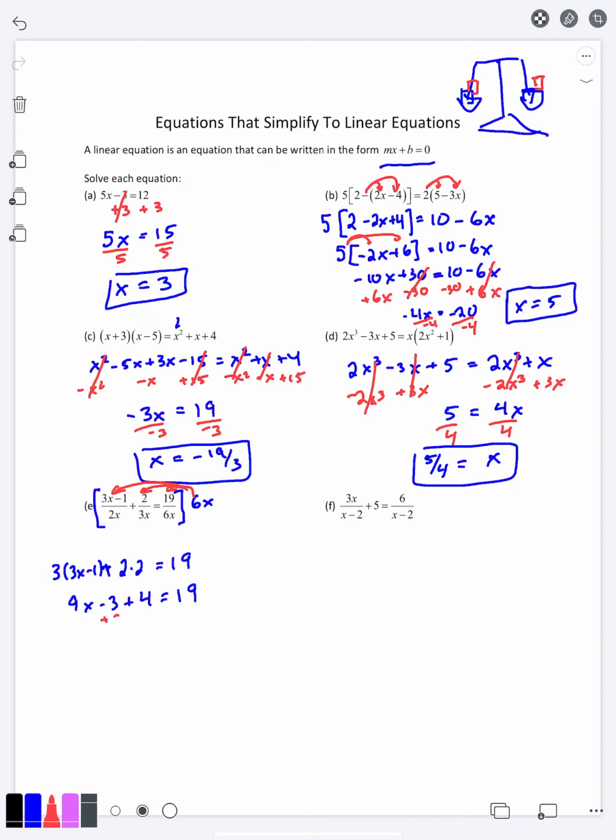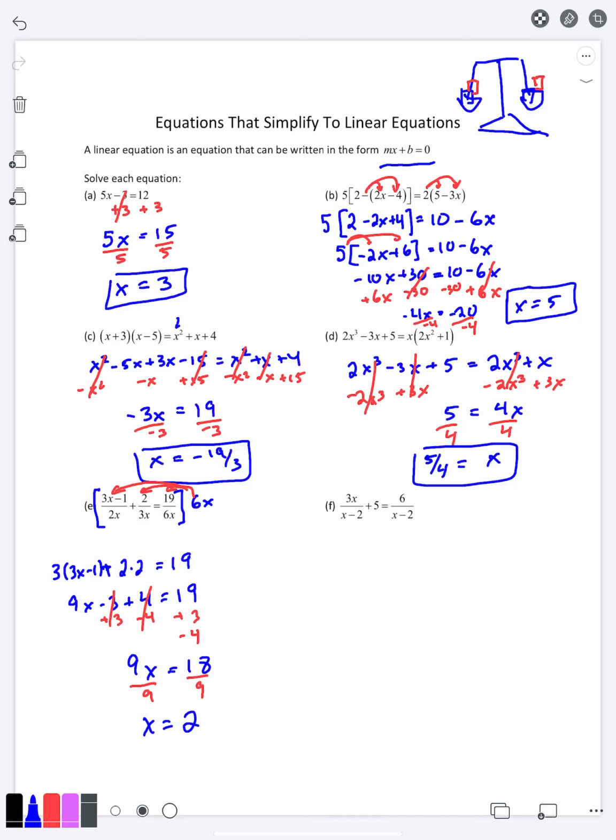I'll go ahead and move the numbers to the right side. And let's see, 19 plus 3 is 22, minus 4 is 18. So then we divide by 9 here, and we get x equal to 2. Now I do want to point out something that's pretty important here, is that I did say that this was not a linear equation, even though after simplifying we did get a linear equation.